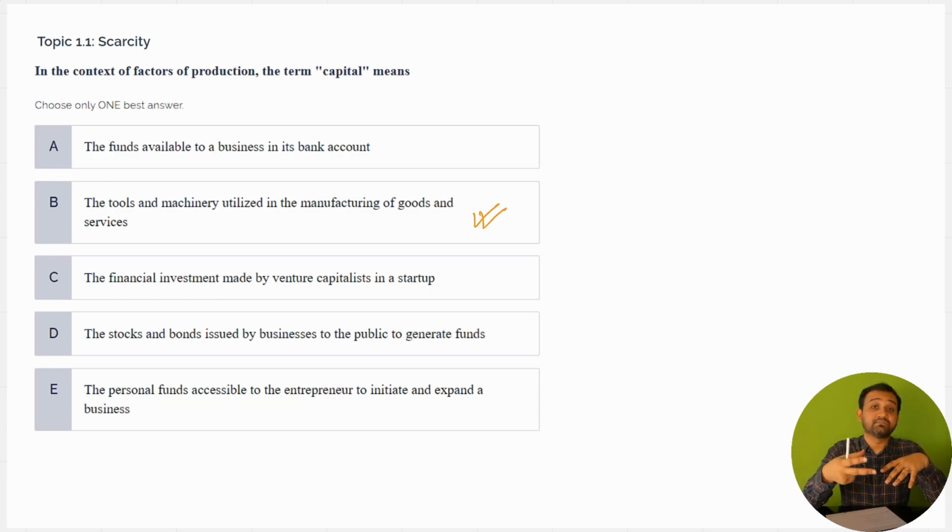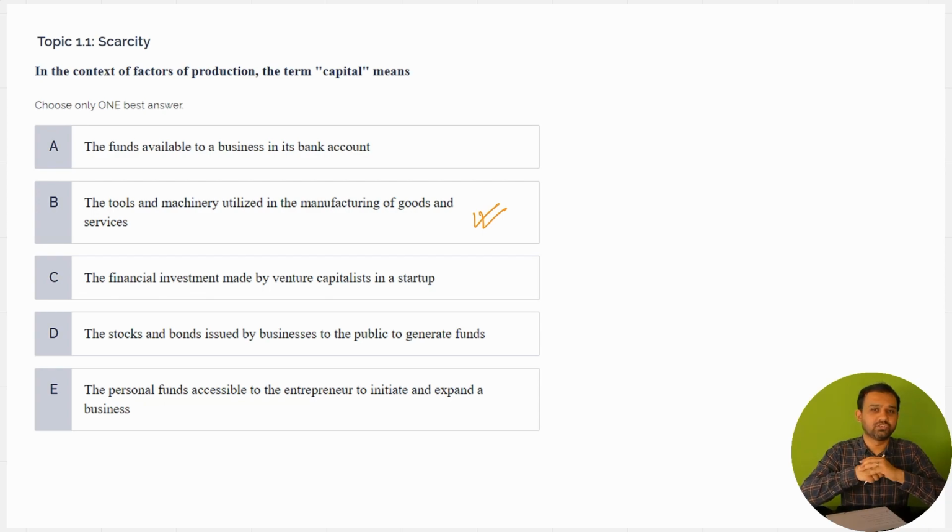In finance, the term capital may be investment or money that you need for business. So the first thing is, when you think about the term capital in an economics exam, we are asking you how it is used in economics, not in some other discipline. So that's one.